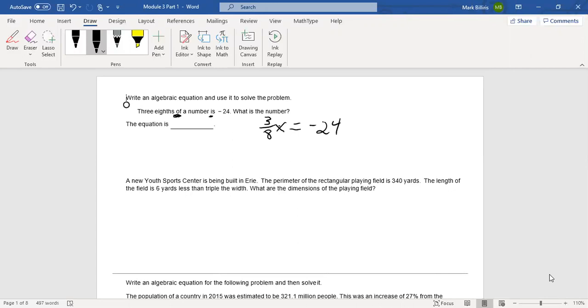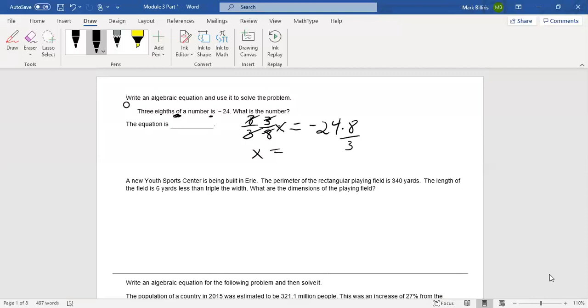Next, we're going to solve. So anytime we have a coefficient that's a fraction, so in this case, 3/8, in order to solve, we need to make this a 1x. So to do that, we multiply by the reciprocal. So we're going to multiply both sides by 8/3. So on the left-hand side, of course, this reduces to just a 1x.